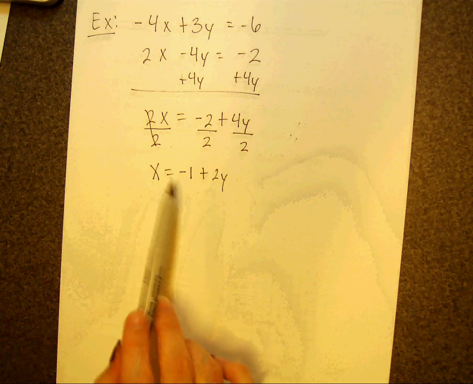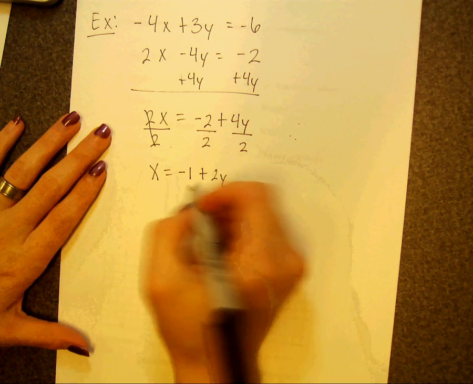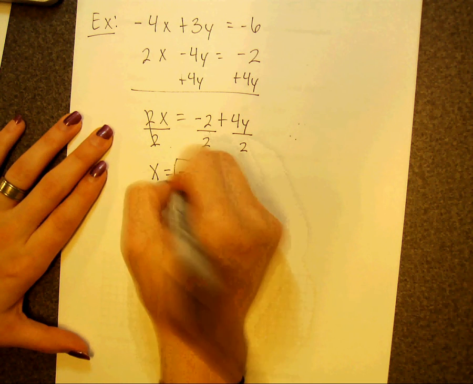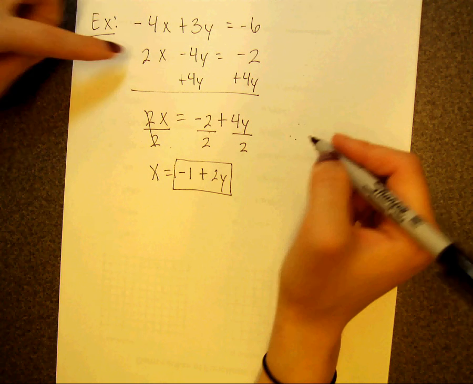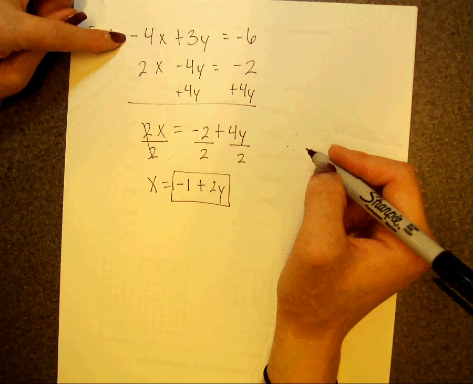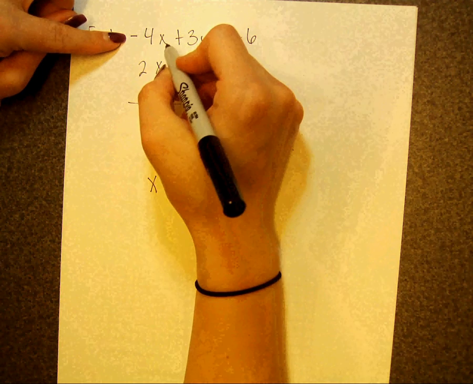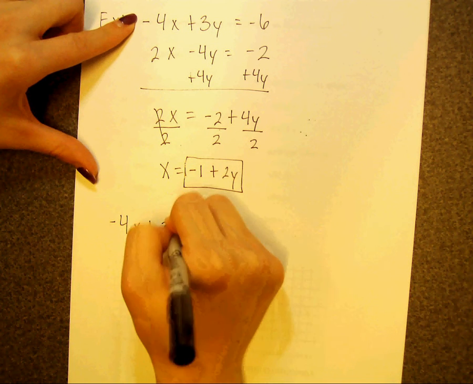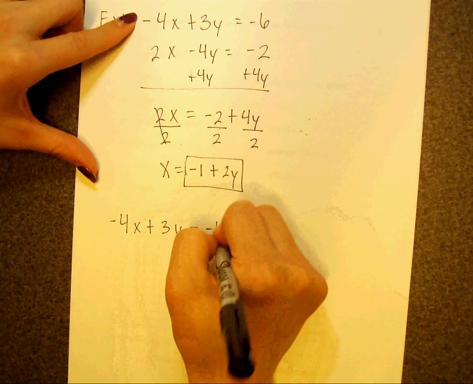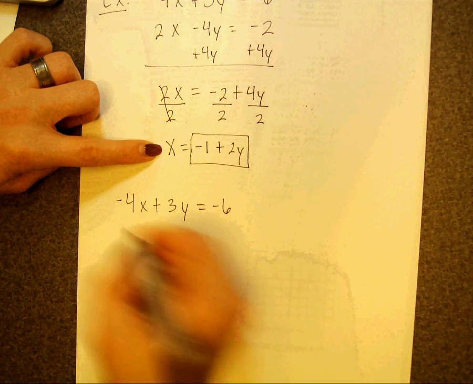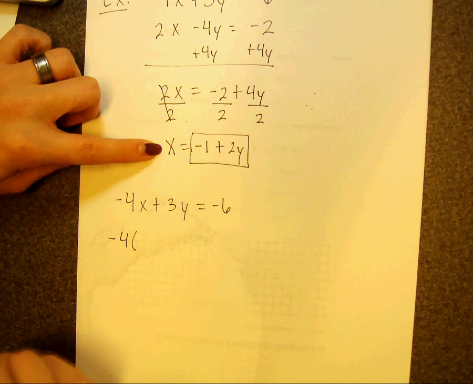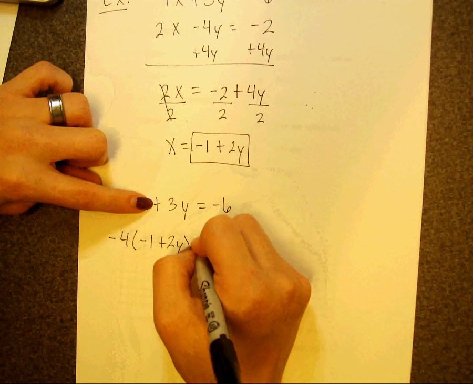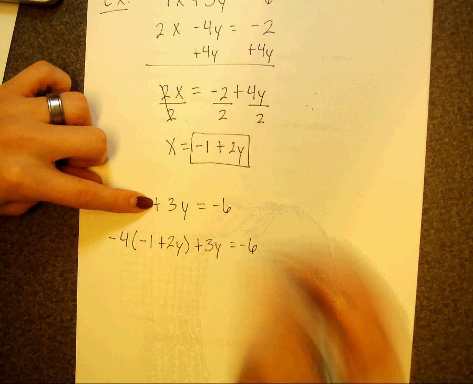So now, just like in the first example, I have one of my variables solved. So I can take what x is equal to, this negative 1 plus 2y, and plug it into the other equation, not the one I just solved, but the other equation, right here where this x is. I'm going to rewrite, just so we know what we're doing. I'm going to plug it in to negative 4x plus 3y equals negative 6 in x's spot. So that will give me negative 4 times the quantity negative 1 plus 2y. I just replaced it. And then the rest of the equation, plus 3y equals negative 6.